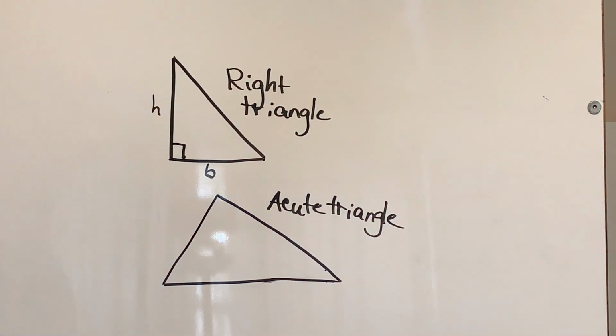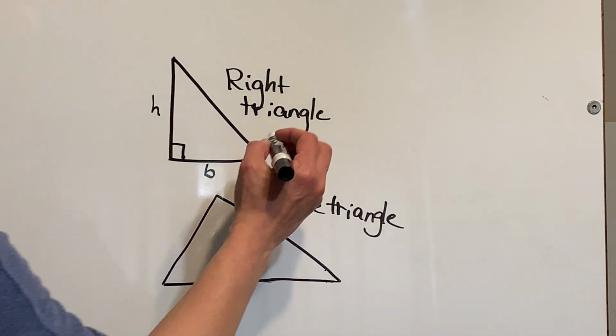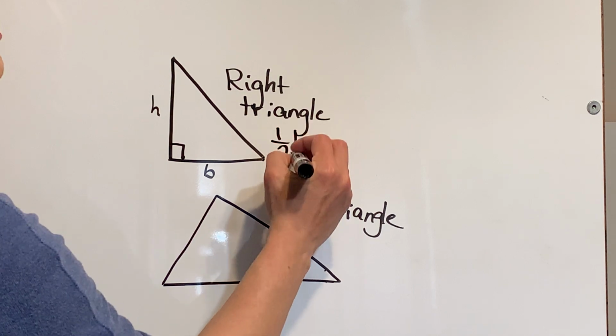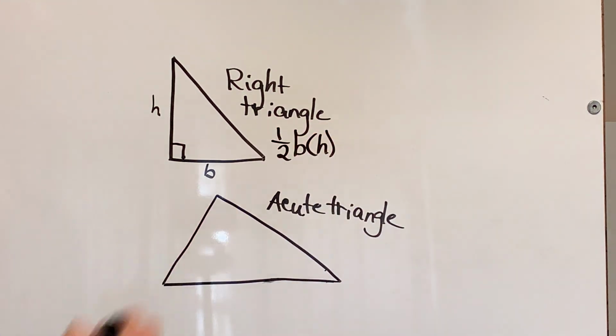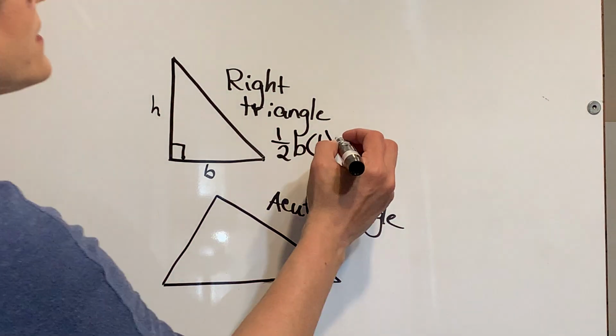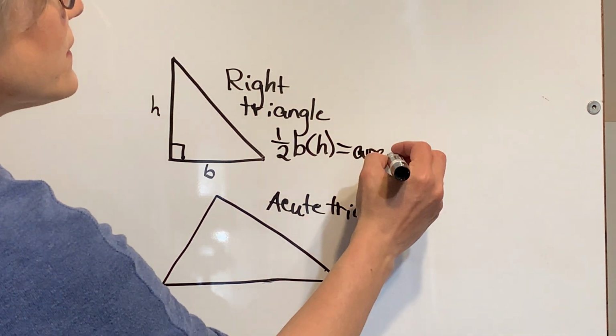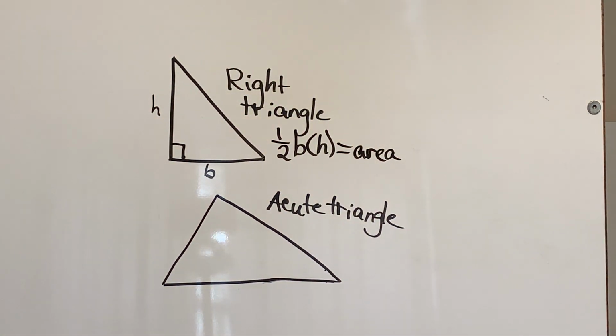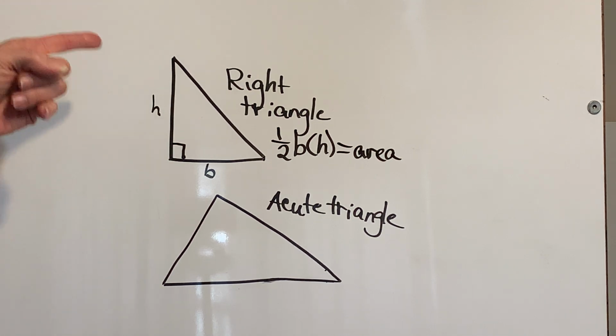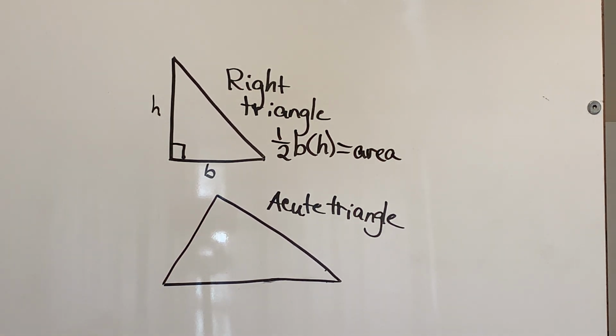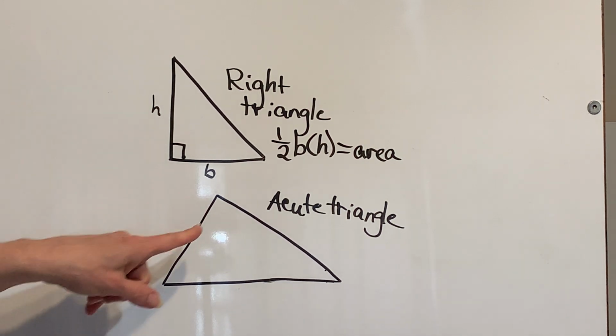All right, so we know how to find the area of this right triangle. We have half base times height. And we know that that gives us the area of the triangle. But if there's no height, like here, we don't have any perpendicular line. We don't have the height. So how do we calculate the area of a triangle that does not have a height?